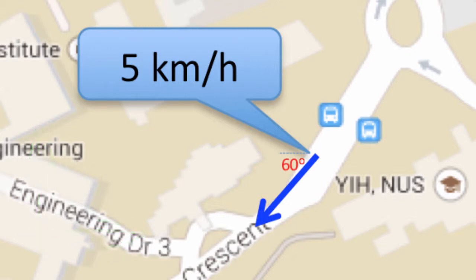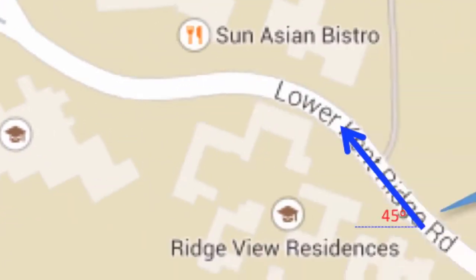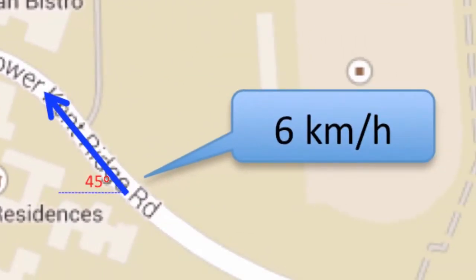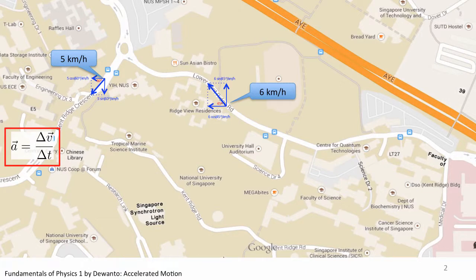Anyway, the horizontal component of the velocity is given by cosine 60 degrees times the hypotenuse, which is 5 km per hour cosine 60, and the vertical or y component of the velocity is given by sine times the hypotenuse, which is 5 km per hour sine 60. Moving on, the horizontal and vertical components of the initial velocity can be computed in a similar way. We pause here because I want you to meditate a while and convince yourself that the components are computed accurately. If you are convinced, the next step is to work out the computation.